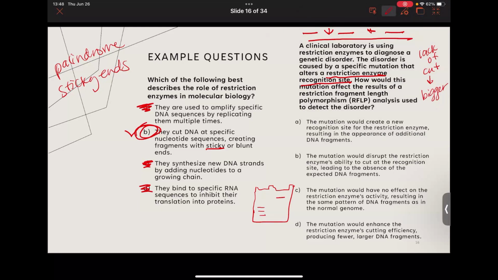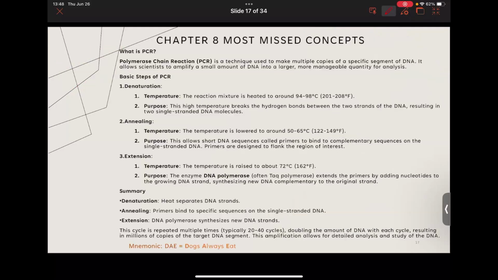All right, so will the mutation create a new recognition site? It shouldn't be a new recognition site. It's mutating an existing one. The mutation would disrupt the restriction enzyme's ability to cut, leading to the absence of the expected fragments. That's sounding like what we have here. The mutation would have no effect on the enzyme activity. Well, you were telling me you're going to change where it cuts. Of course, it's going to have an effect on it. The mutation would enhance it. No. It's going to inhibit it from cutting at places. So we'll have a different banding pattern. That's what's going to happen.